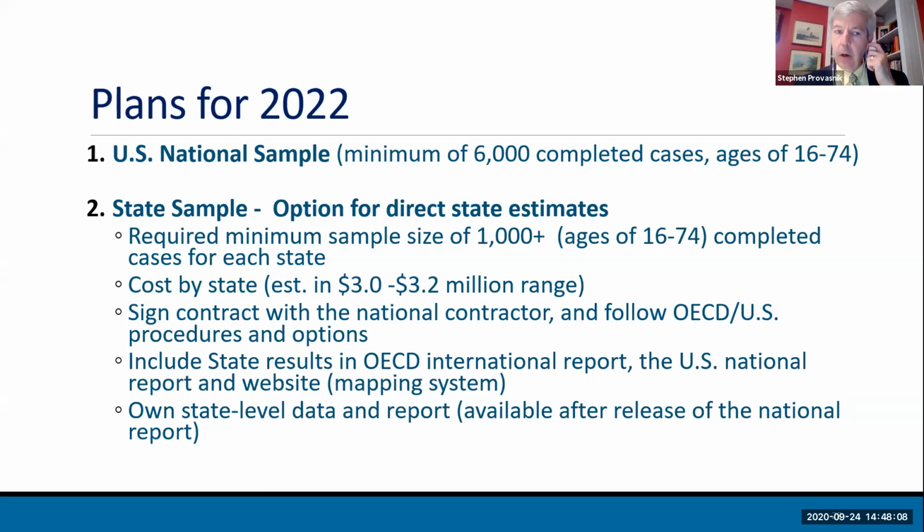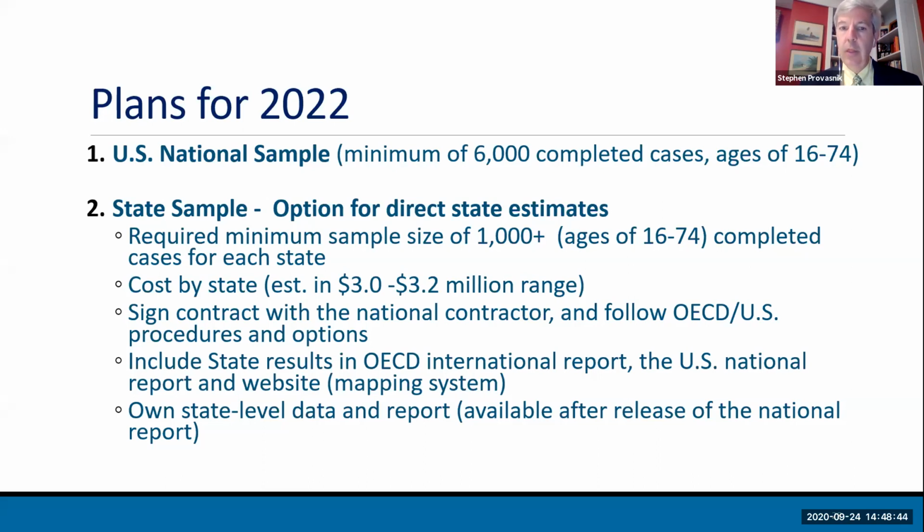The state sample here are the information for the direct sample. If you were to have a state sample, you would need at least 1,000 adults. The cost is very high because PIAAC is very expensive. Literally, it involves visiting individuals who are sampled. In the past, we've knocked on their houses, found out if they'd be willing to take the survey through an individual visit of an interviewer and then an actual interview. The range is estimated 3 to 3.2 million for each state.